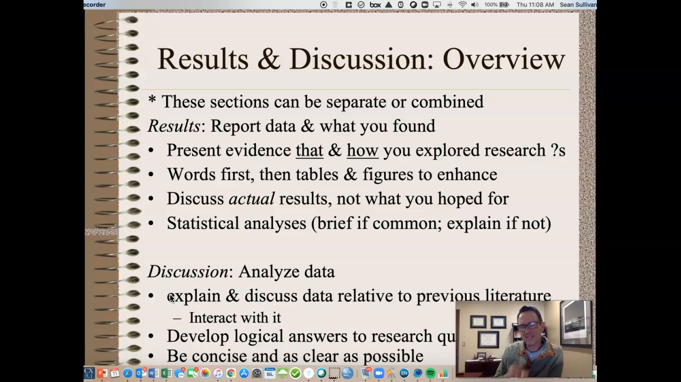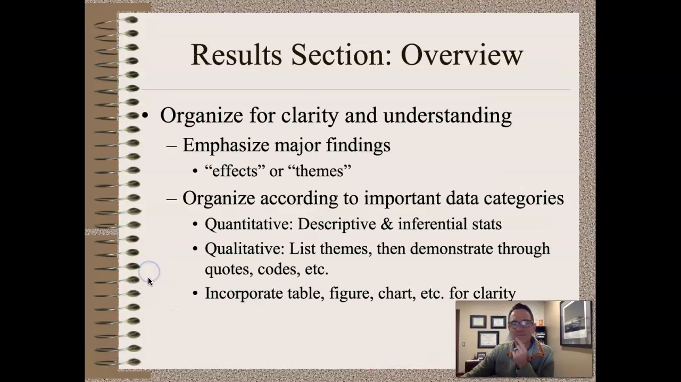So you want to be concise and as clear as possible, and you don't want to overstate what your data is actually saying, but you want to organize the results and the discussion section for clarity and understanding. So let's move on. In the results section, I want to emphasize major themes on the qualitative side, or major effects, or let's say group differences. If you're comparing multiple groups, you want to explain what you found, and you want to organize according to important data categories. As I've said, on the qualitative side, you'll begin with listing your major themes.